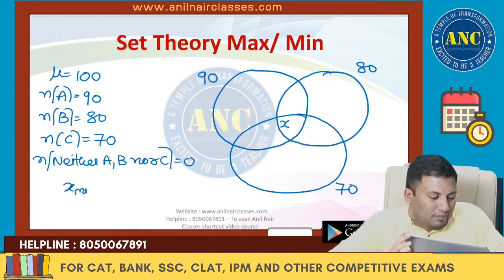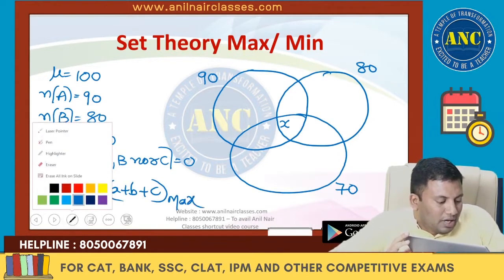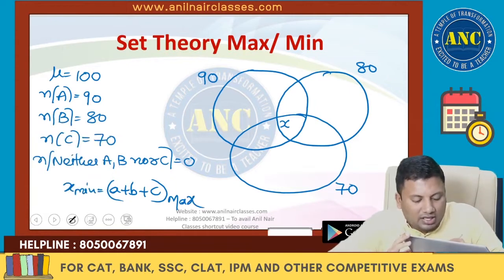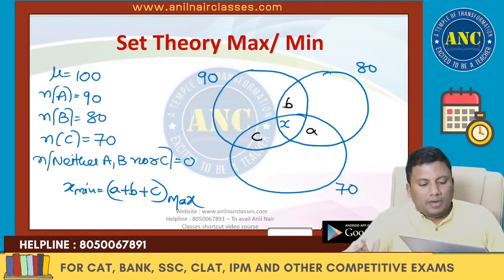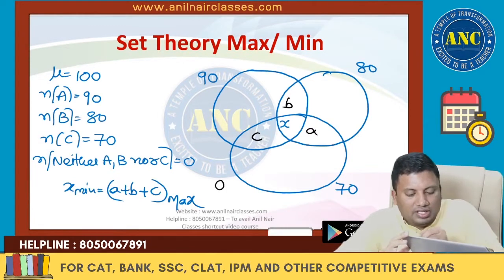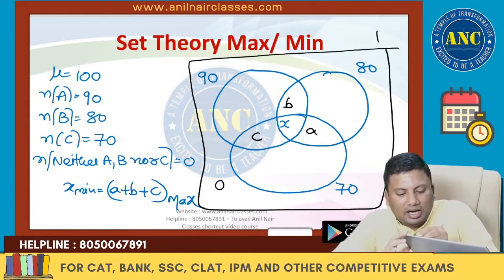X minimum means A plus B plus C should be maximum. A plus B plus C is, this is A, this is B, this is C. This should be maximum. These outside are 0. So total it is given as 100.